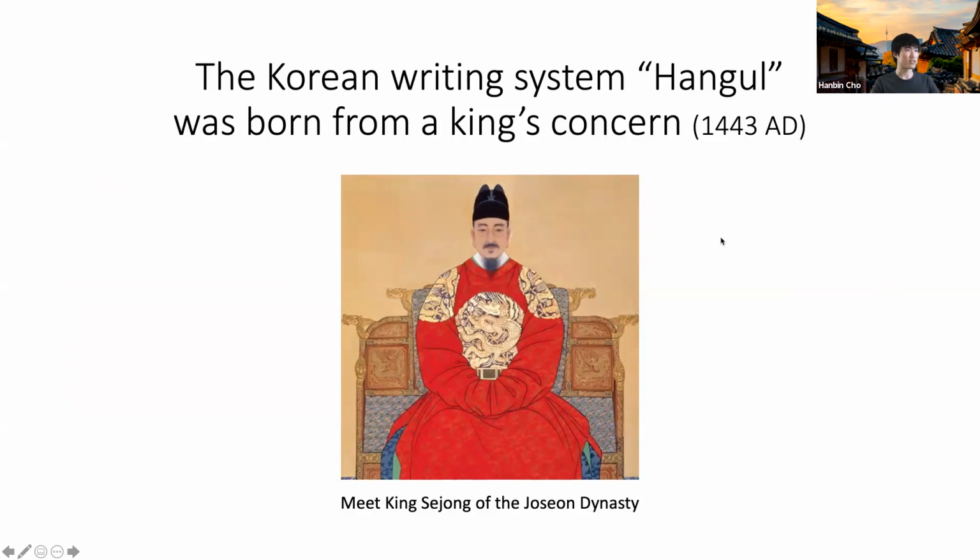So the Korean writing system, Hangul, was born from a king's concern. Meet the King Sejong of the Joseon dynasty. So what was his royal concern?